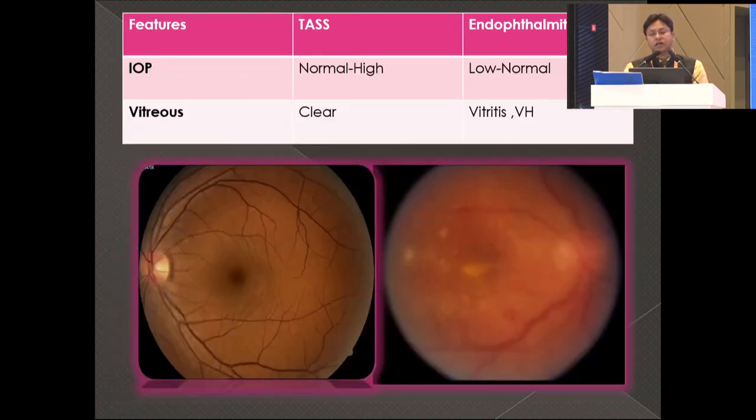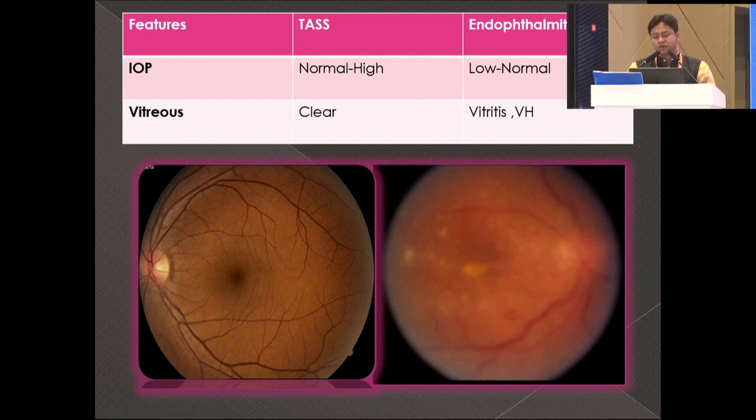Another one is the IOP. If it is a real TASS, IOP may be normal to high, and for endophthalmitis it may be normal or low. So IOP is not a much differentiating feature as compared to limbal edema. But when you are able to see the fundus, there is a clear-cut differentiation: in cases of TASS the whole fundus is normal and clear, but in endophthalmitis there is a chance of vitritis or vitreous haze.